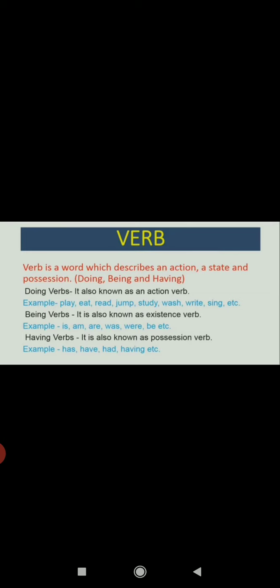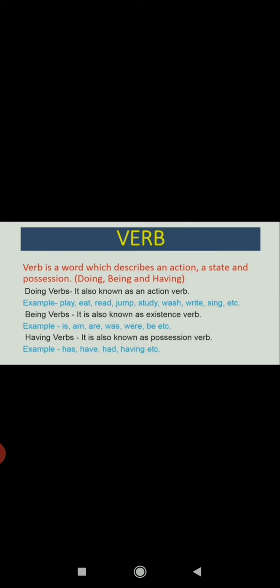What is doing verbs? It is also known as an action verb. Example: play, eat, read, jump, study, wash, write, sing, etc. Next one is being verbs. Being verb is also known as existence verb. Example: is, am, are, was, were, be, etc.